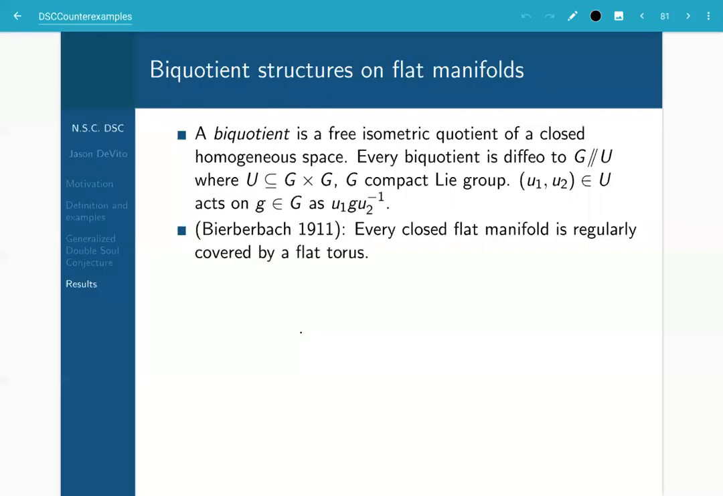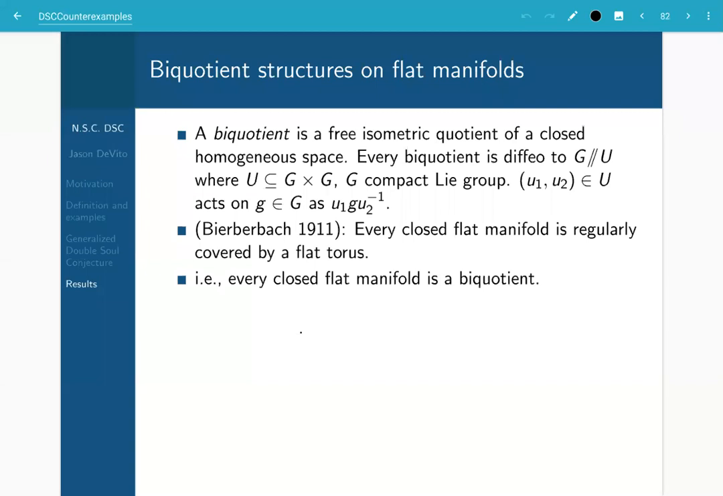So back to Bieberbach's paper, every closed flat manifold is regularly covered by a flat torus. To say this another way, if I have a closed flat manifold, I can pull back the metric to a torus. I get a flat metric on a torus, and that covering is regular, which means that the deck group acts isometrically, and the quotient is whatever manifold you started with. And so to say this another way, what Bieberbach proved is that every closed flat manifold is a biquotient. A flat torus is a homogeneous space. We just showed that every flat manifold is a quotient of a homogeneous space by a free isometric action. So there you go. Every closed flat manifold is a biquotient.